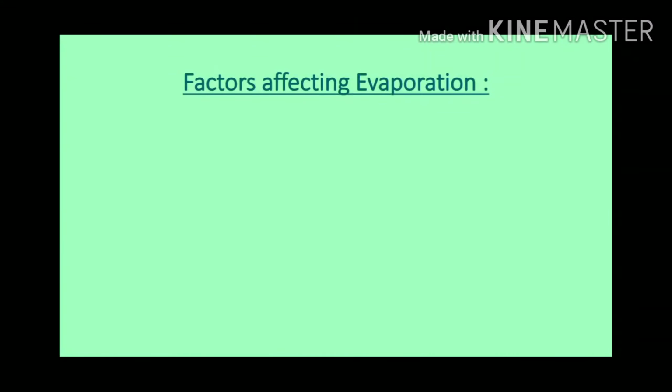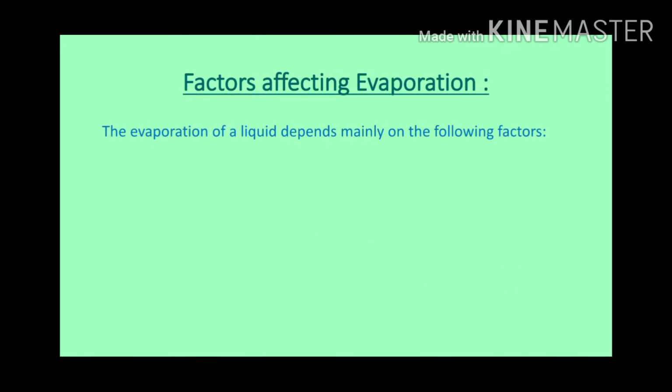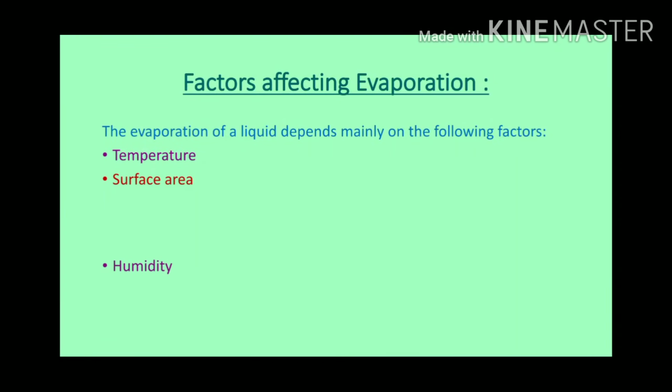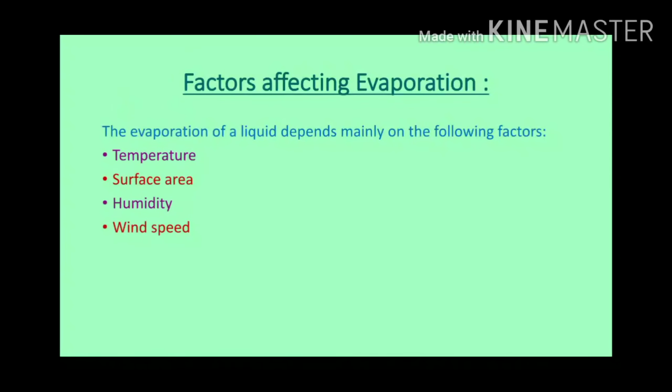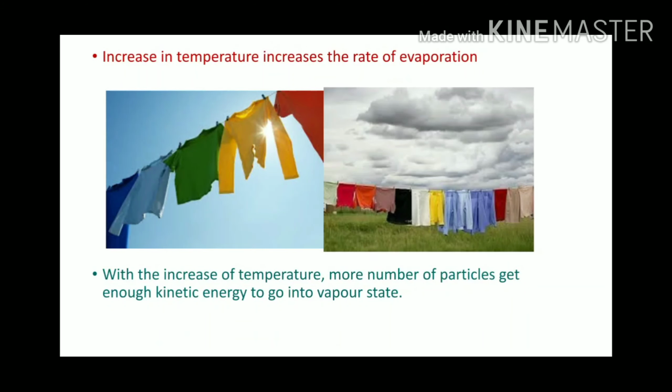Now let's see what are the factors affecting evaporation. The evaporation of a liquid depends mainly on the following factors: temperature, surface area, humidity, and wind speed. Increase in temperature increases the rate of evaporation. With the increase of temperature, more number of particles get enough kinetic energy to go into vapor state.